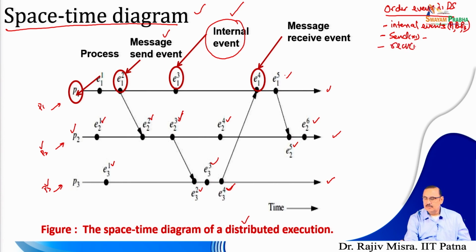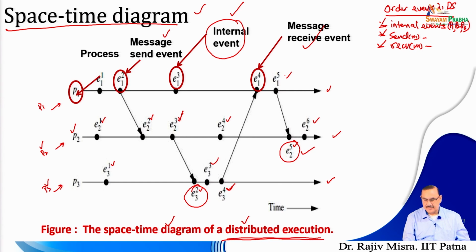Whereas for receive events, process number 1 has event number 4 as a message receive event, process number 2 has event number 5 as a message receive event, and process number 3 has event number 2 as a message receive event. So, all the events are divided into 3 different classes: internal events, send of a message events, or receive of a message events. They are represented in a space time diagram which reflects the distributed execution.